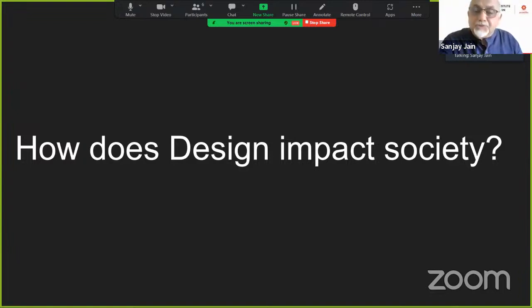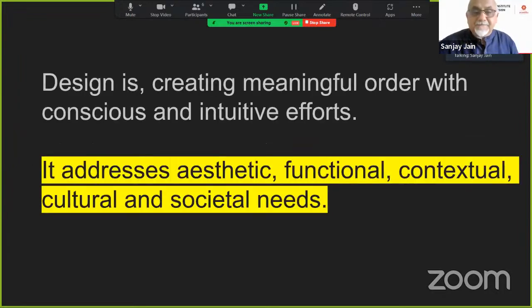So when I talk to you about design, I will be sharing with you some of the typical specific areas, or the products or activities of design in a much larger sense. I think we can start, as always, with: how do we define design? For me, in very simple language, design is creating meaningful order with conscious and intuitive efforts. And in this process, design addresses aesthetic, functional, contextual, cultural, and societal needs. When you talk about these specific areas of design, it would be a good idea that I cut it into different parts, so you can look at it differently, and then later on you can see it all together.